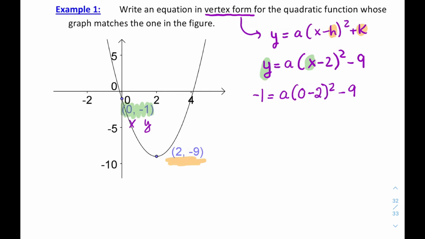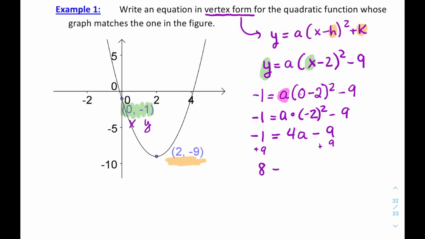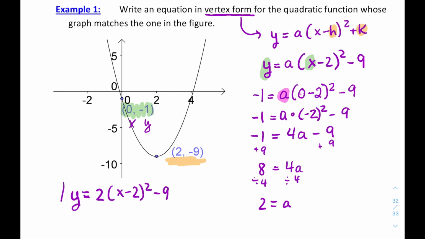So plugging in 0 and -1 for x and y, let's solve for a. So following some order of operations, 0 minus 2 is -2. If you square it, you're going to get 4. And don't forget that's 4 times a. Add 9 to both sides, it's going to give you 8. And then divide by 4, you're going to end up with a equals 2. Putting everything together into our completed vertex form equation, it's going to look like y equals 2 times (x minus 2) squared minus 9. So that's our equation of that quadratic function.